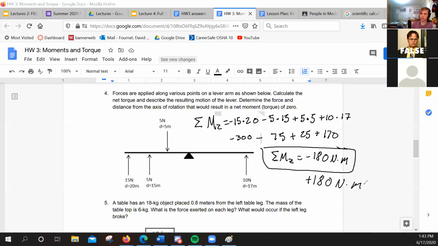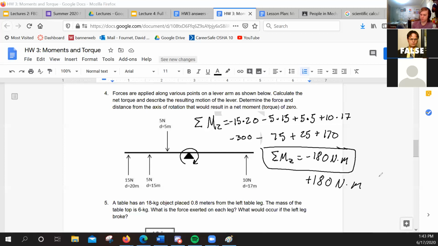How do we add 180 Newton meters though? Where do we need to put a force, and how big does that force need to be? I'm not understanding what you mean by that. So basically we need to add a force like these ones that is going to cause a 180 Newton meter torque. And this is a tricky question because there are multiple correct answers.